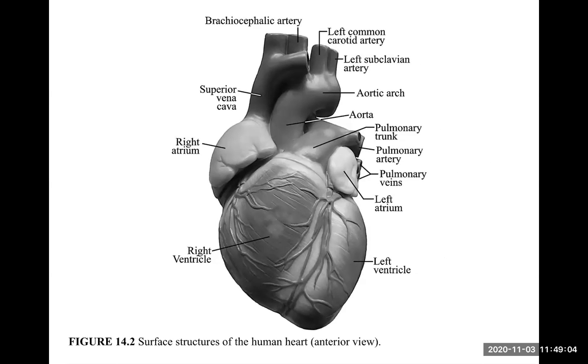So this is just a model of what we would have in lab of a heart. This also labels, you can see how the superior vena cava splits into two, but you can also see the branches coming off the aortic arch. The branch on the right side of the heart is the brachiocephalic artery. The left common carotid artery comes off of the middle, and the left subclavian artery is the branch on the left.